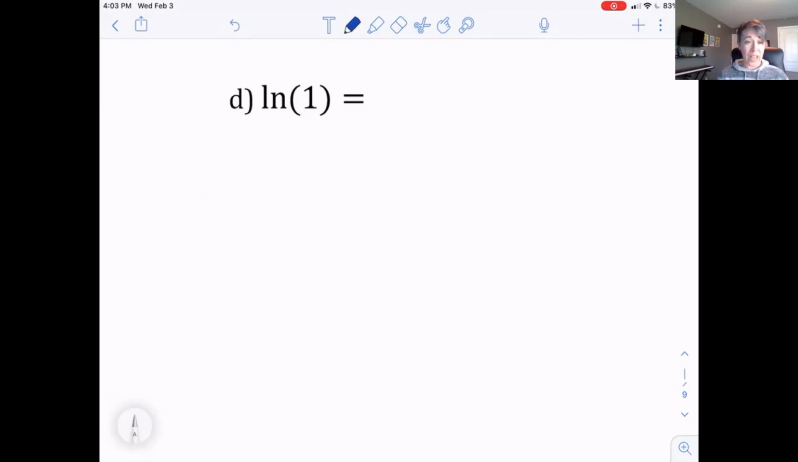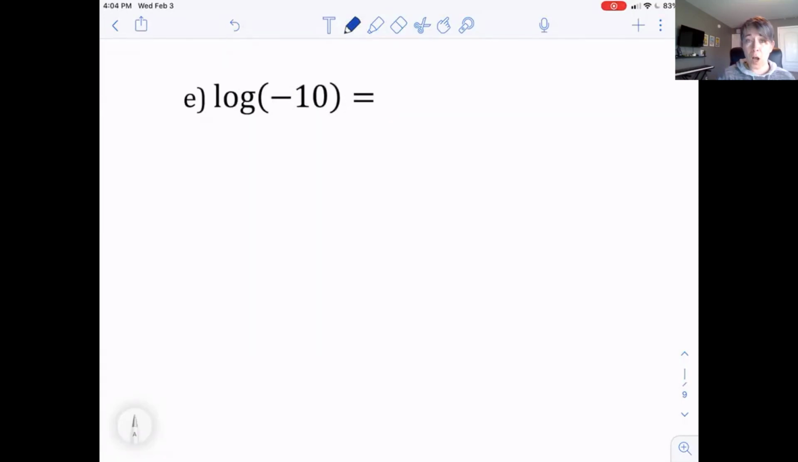Part D, here we have a natural log of 1. This is asking us, e to what exponent equals 1? Because remember that base, even though we don't see it, is an understood e. So the natural logarithm has a base of e. So e to what exponent equals 1? Well, there's only one exponent that no matter what base we have, to this exponent, it always equals 1. And that is 0. So anytime you have a logarithm, regardless of the base, if it is a logarithm of 1, it will always equal 0.